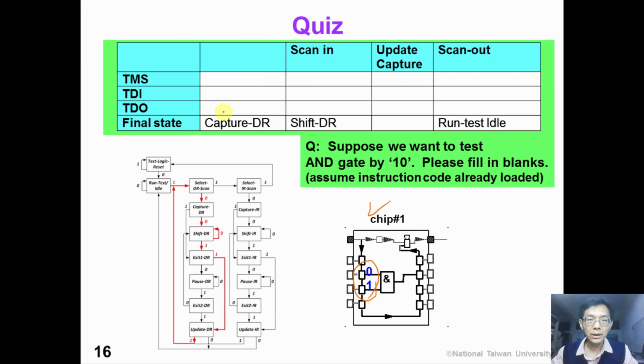Okay, are you done yet? Starting from the Run-Test/Idle state, we apply 1, 0, 0, followed by a scan in of 8 bits. At this time, we apply the test pattern 1, 0, and we update the flip-flop and capture, and then we scan out. At this time, we observe the output of the second flip-flop. The good value should be 0, which is logic low. And then we are back to the Run-Test/Idle state. Have you got it correctly?